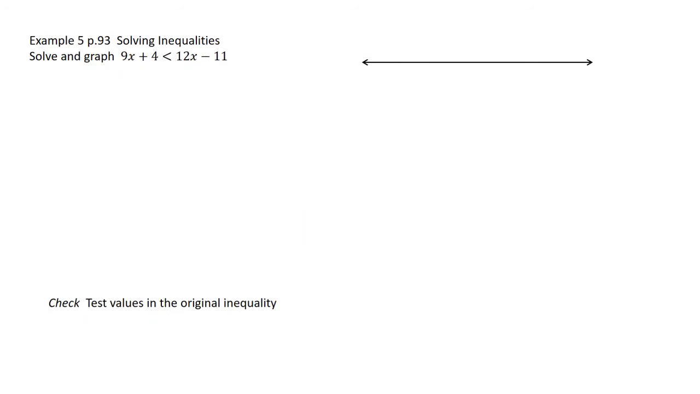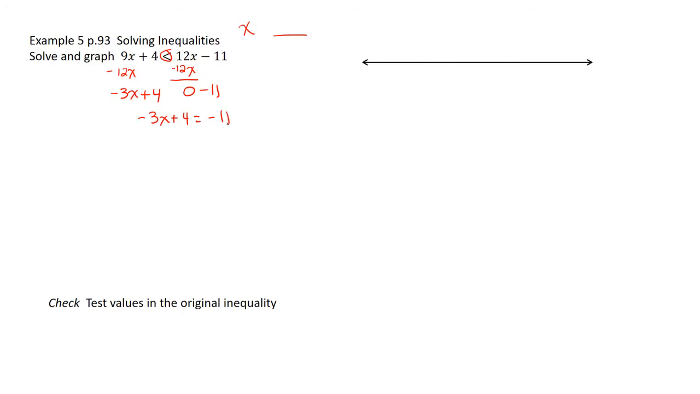This is example 5 on page 93, solving inequalities. The first thing we want to do is, we don't really worry about the inequality right now. What we want to do is have x on one side and a number on the other, just like before. So let's move our negative 12x by adding 12x to both sides, so we can get our x's all on one side. So 12x plus a negative 12x is 0, minus 11. And 9x plus a negative 12x is a negative 3x, plus 4. Now we have negative 3x plus 4 is less than negative 11.